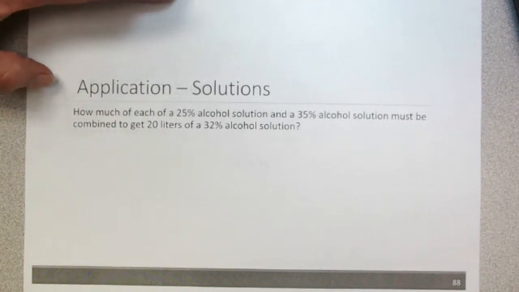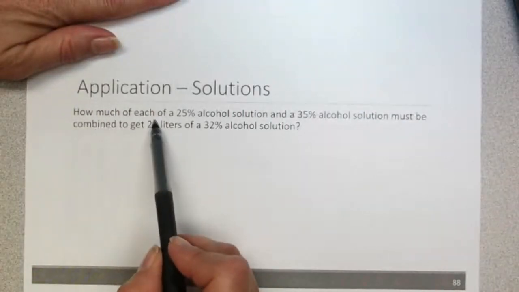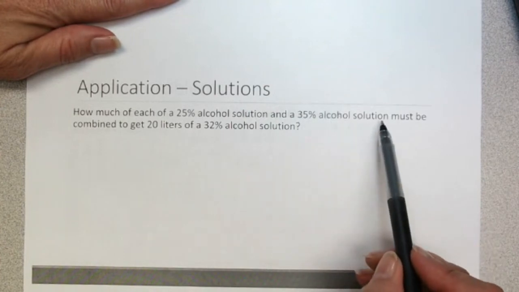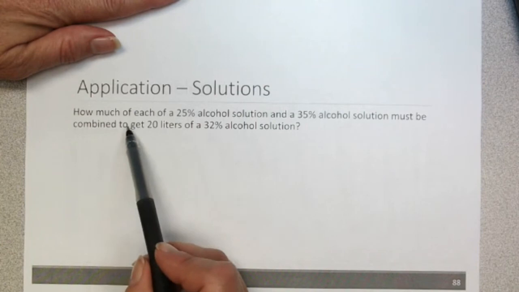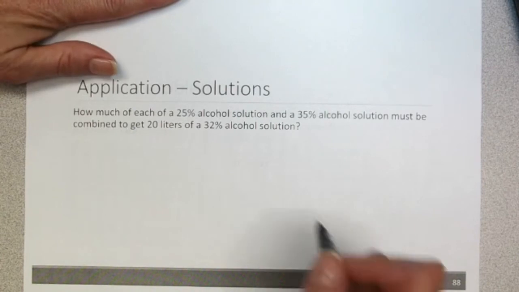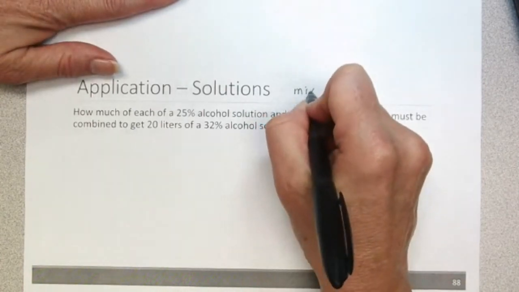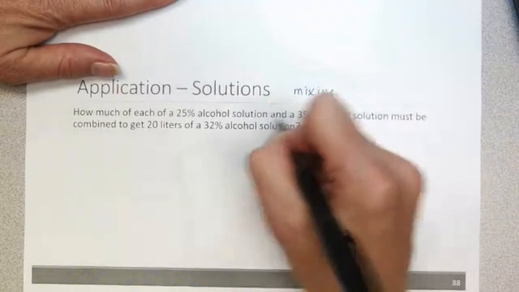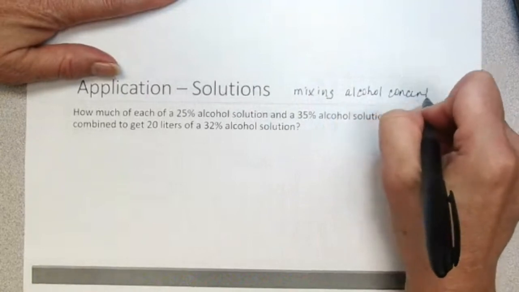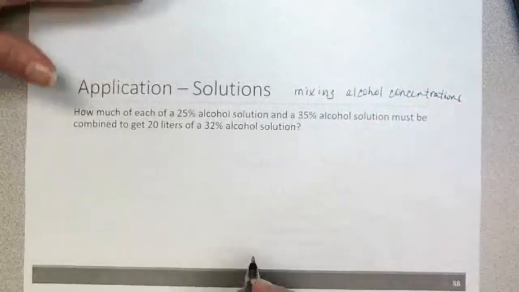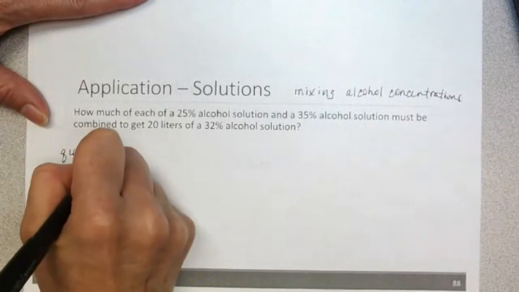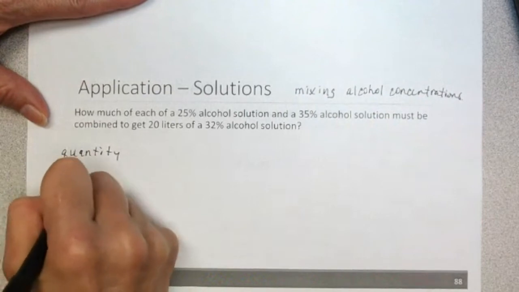What's going on here? Let's see, we've got how much of each of a 25% alcohol solution and a 35% alcohol solution must be combined, okay, to get 20 liters of a 32% alcohol solution. Is it a mixture problem? I think so. I think we're mixing alcohol concentrations. So I think that we're going to have a quantity equation and a value equation. Quantity, value.